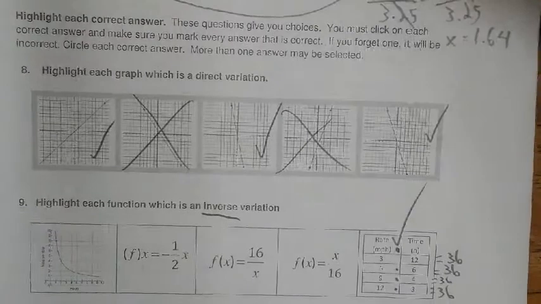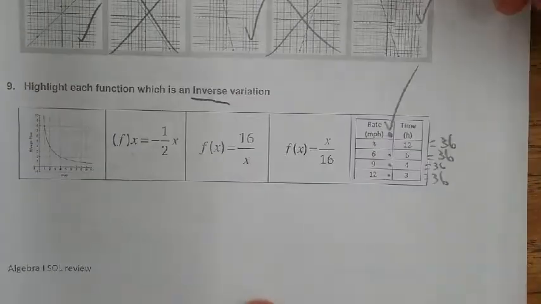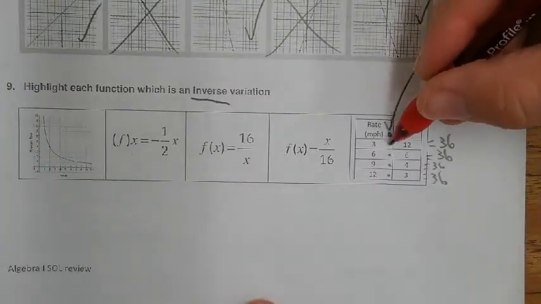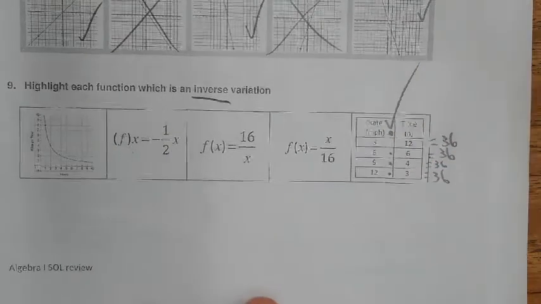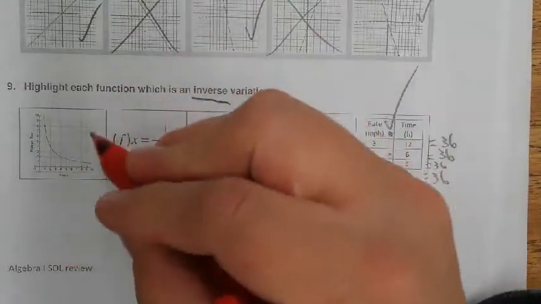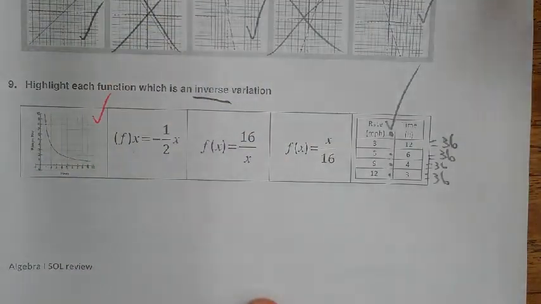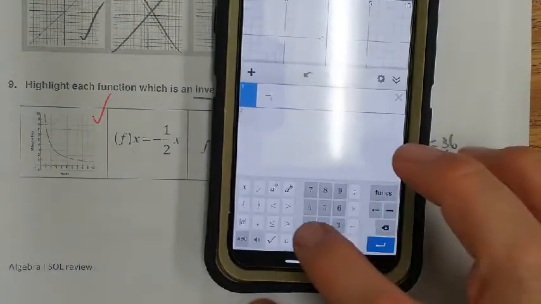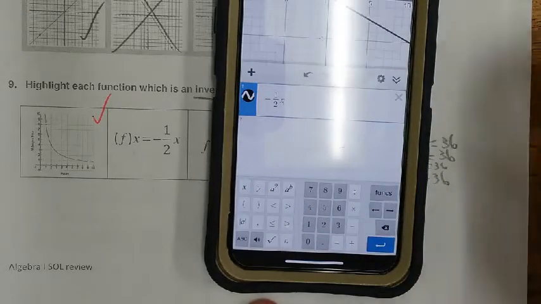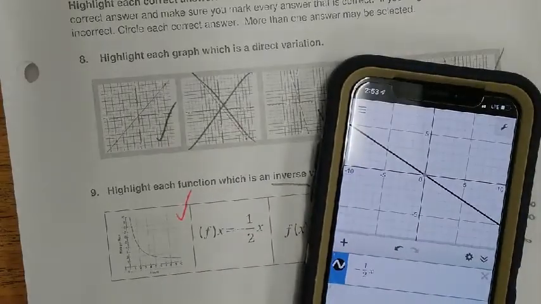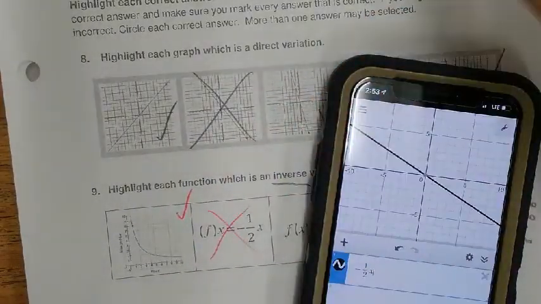And then for inverse variation, I already did the last one. Inverse, remember, is multiplying. All those gave us 36, so we know that works. This first one is exactly what an inverse variation graph looks like. It curves like that, so we know that one works. These next three, I would just type into Desmos. So -1/2 x is a direct variation because it's a straight line that goes through the origin. That's not inverse, so we know it's not that one.